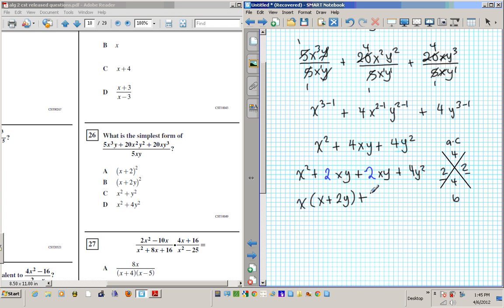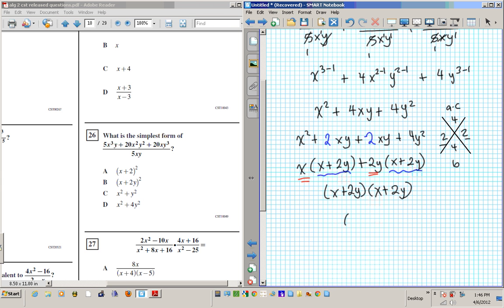Now from the first two, I can factor out x, and I'm left with x plus 2y. From the next two, I can factor out 2y, and I'm left with x plus 2y. Alright? So these two identical quantities in the parentheses can be factored out into x plus 2y. And when they're factored out, you'll be left with x plus 2y, and you can put that together. Okay? Now, since the two quantities are identical, you can write them as a square, x plus 2y, because it's been multiplied by itself. Final answer is B. Okay? Alright, let's move on to question number 27.